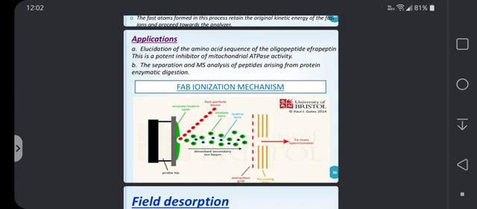The FAB ionization mechanism is shown in the diagram, in which the analyte or matrix spot, shown over there in green, is the spot on which the sample is coated, and at the back of the analyte or matrix spot there is a probe tip.